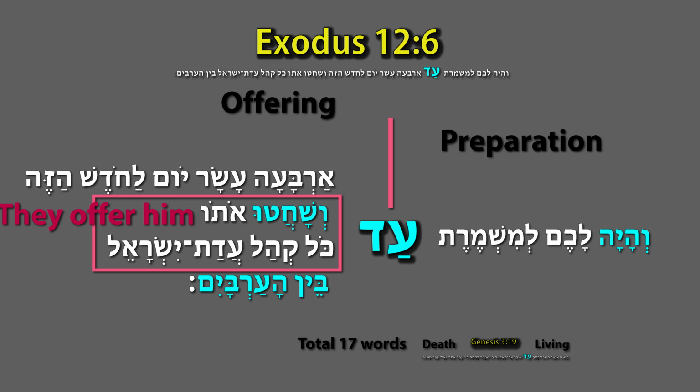Now, the interpretive point of veshahatu oto, the verb shachat, has two uses in Scripture. In sacrificial context, it functions as to offer, to present as an offering, while in general context, it can mean to kill or to slaughter. But in Exodus 12:6, it is difficult to render it kill or slaughter.